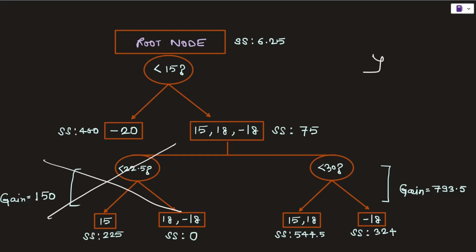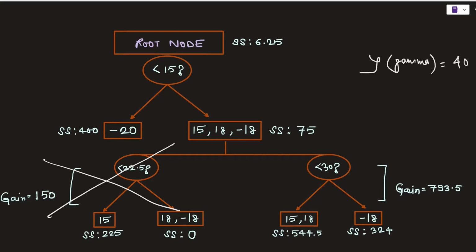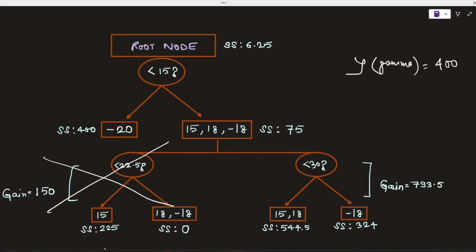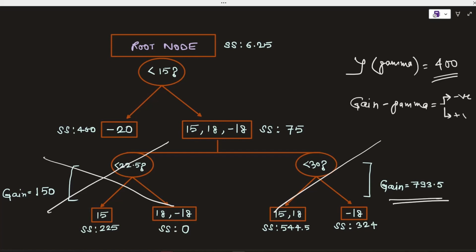So there will be a term called gamma. And again, this is a term which can be regularized. But as of now, let's consider its value as 400. And what we do is we start calculating the difference between the gain associated with the lowest branch that we have here and the value for the gamma. And after doing this calculation, let's suppose that the final value that we get, if that is a negative value, in that case, we will prune the tree. However, if that is a positive value, in that case, we will not prune the tree.